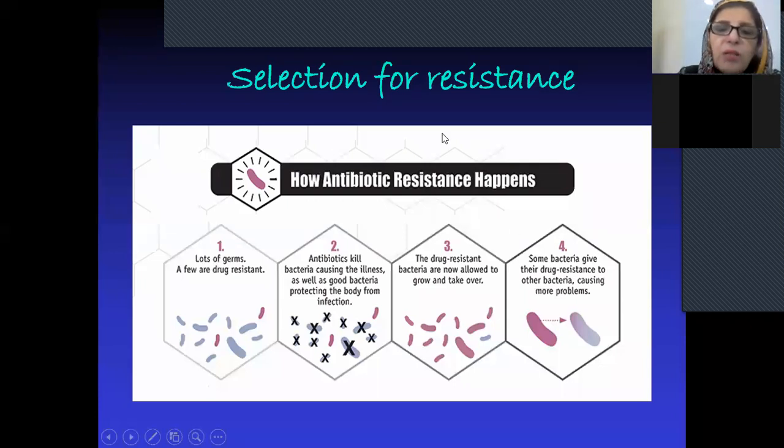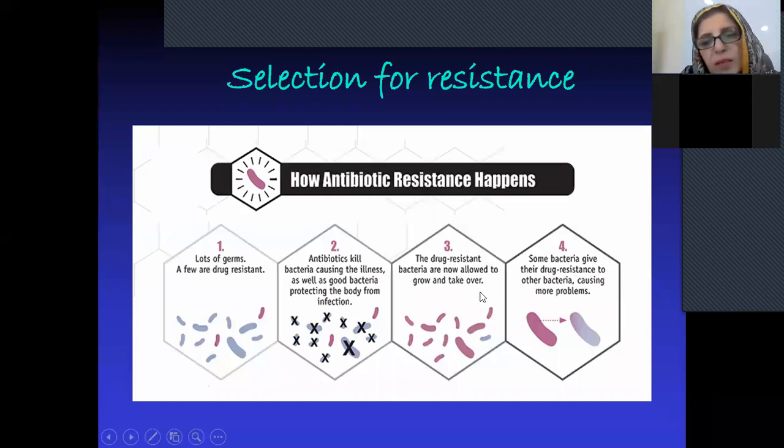This basically tells you the selection for resistance. How does this happen? Over here, we have lots of germs, and a few of them, as you can see, are drug resistant. But when they are exposed to an antibiotic, this is going to kill all the sensitive bacteria, and this will only leave those bacteria which are resistant to that antibiotic. Therefore the good bacteria which are protecting us from the infection, like the flora which is present in our intestines, as well as the bacteria which is causing the infection, both of them would be killed, but only those are going to survive which have any mechanism by means of which it is resistant to that antibiotic.